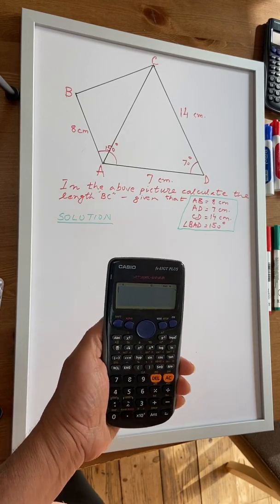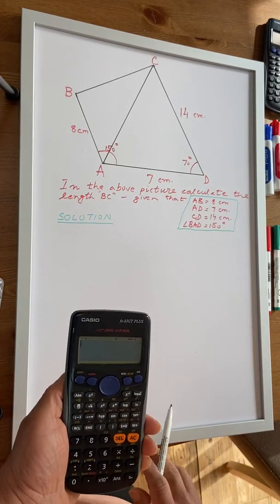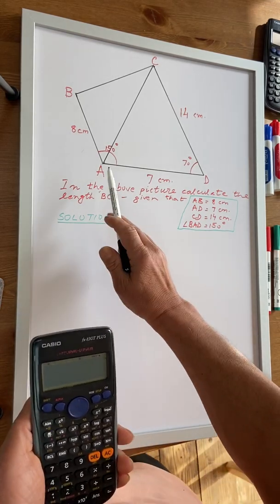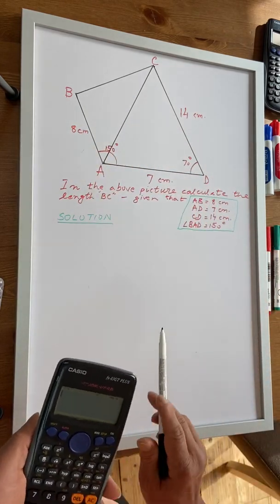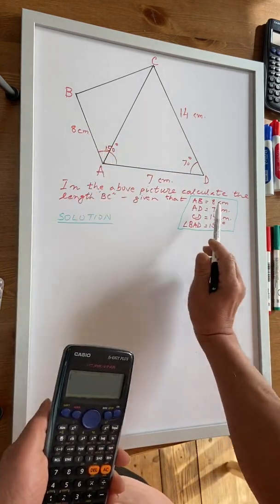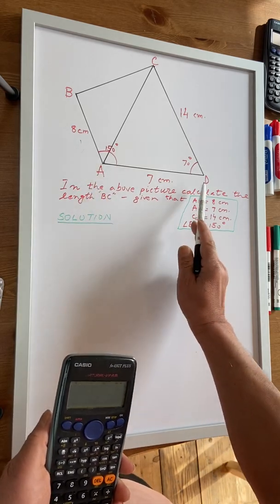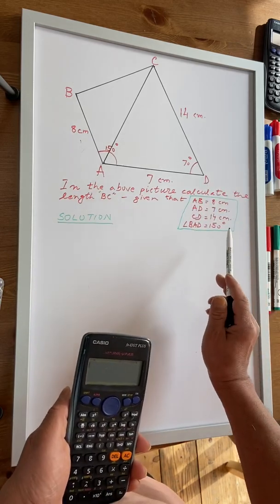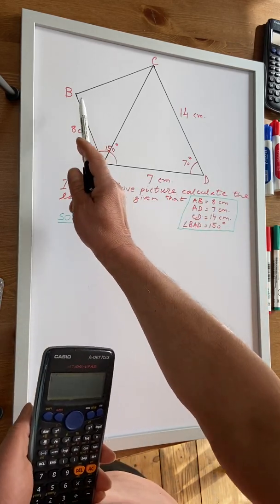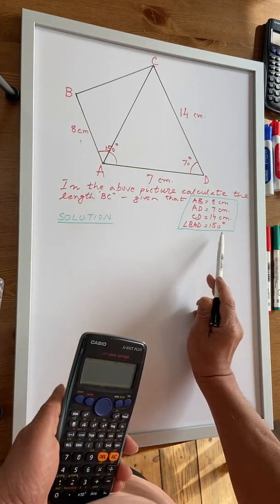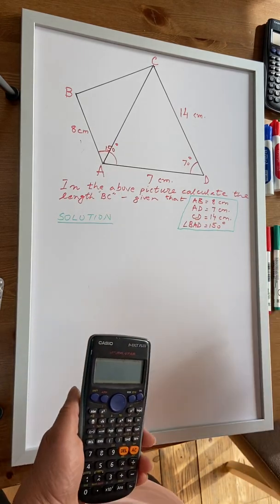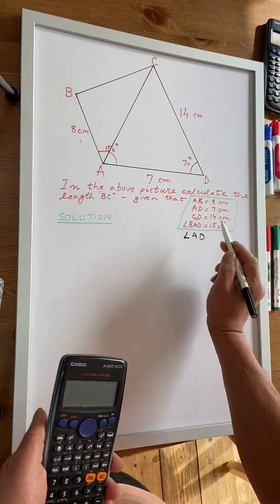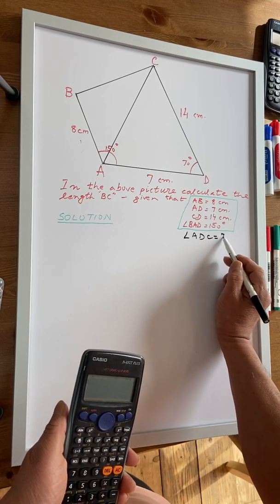Hello friends, today we have a tutorial on a question on trigonometry where we have been given a quadrilateral ABCD, and the size of AB is 8 centimeter, size of AD is 7 centimeter, the size of CD is 14 centimeter, and we have also been given the angle BAD, which is 150 degree, and there is one more angle which has been given to us, which is ADC, that is equal to 70 degree.